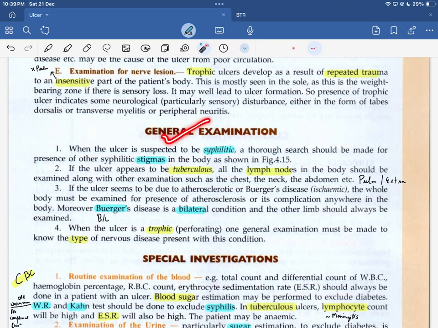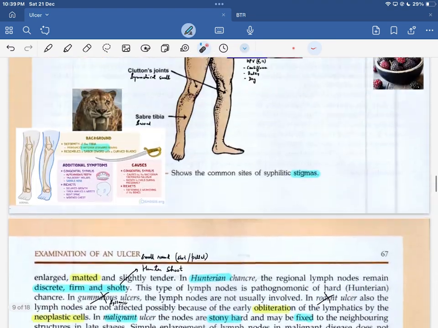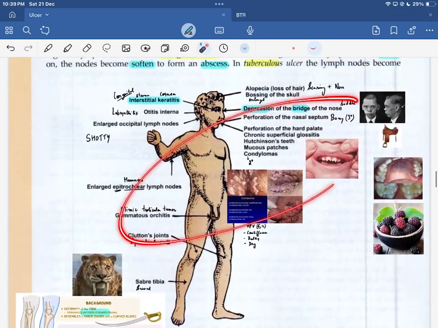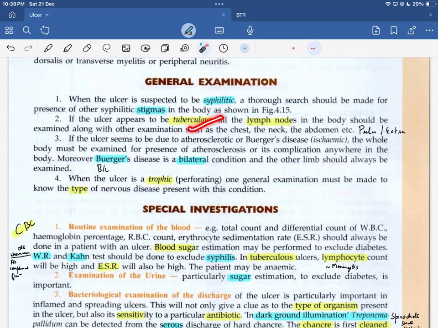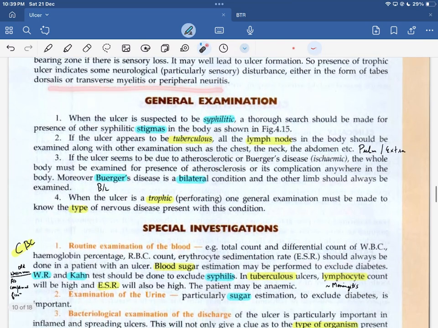Now we can do the general examination. For syphilis, we can look for stigmas. What are the stigmas? These are the stigmas I'm going to be teaching in the next video. And for the tuberculous lymph nodes, again, Buerger's, which is bilateral. This is an important point. We saw that Buerger's is linked to smoking. It's bilateral because obviously it's a systemic thing. And for trophic ulcers, we can see which type it is, all these things, whatever it is.